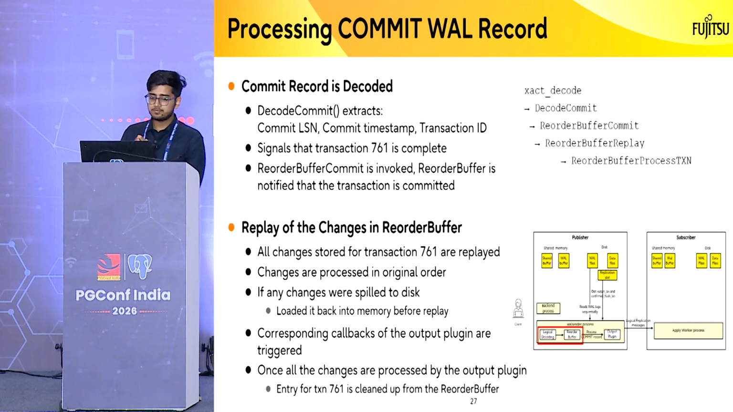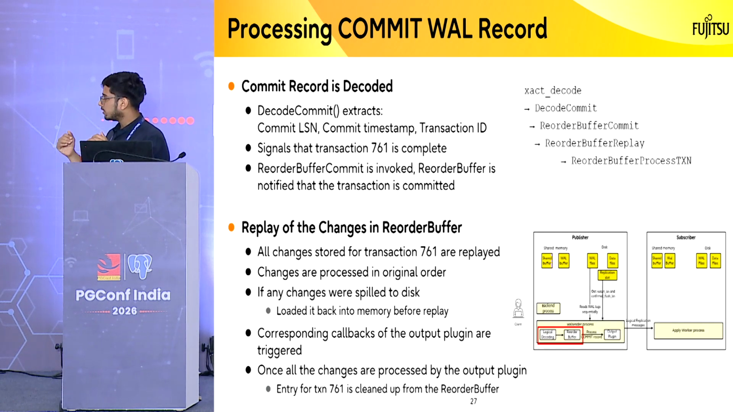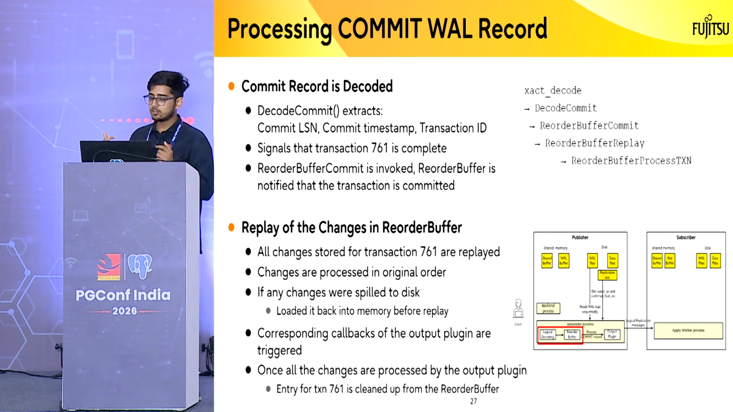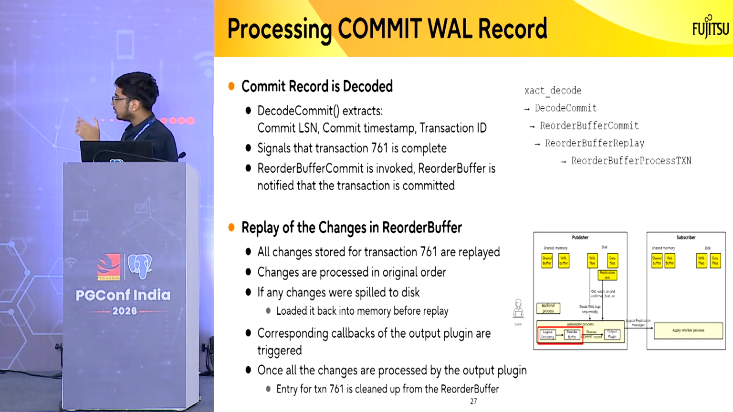Now inside this xact_decode, based on what type of record it is, it is of type commit record. So the decode commit function will be invoked, and it will extract the commit LSN, commit timestamp and transaction ID values, and it will signal that this transaction is completed. It will call the reorder buffer commit function, and it will notify the reorder buffer that this transaction is committed.